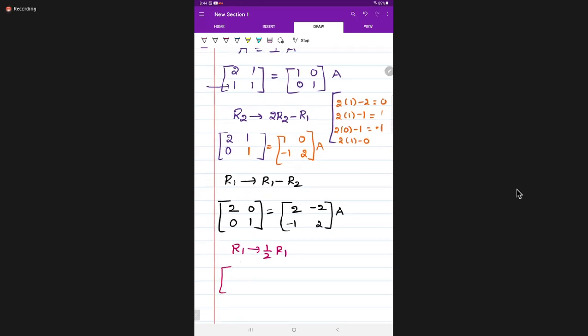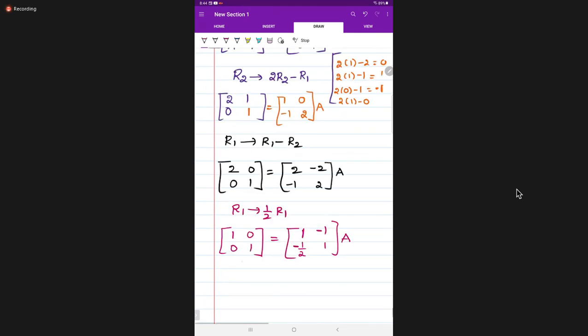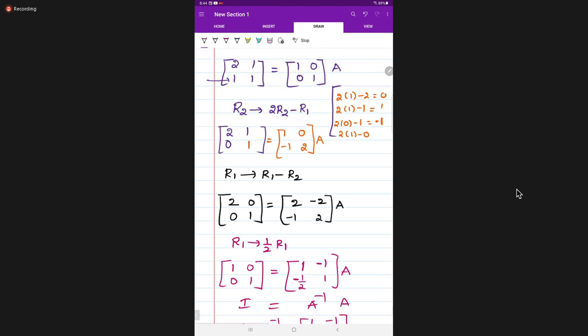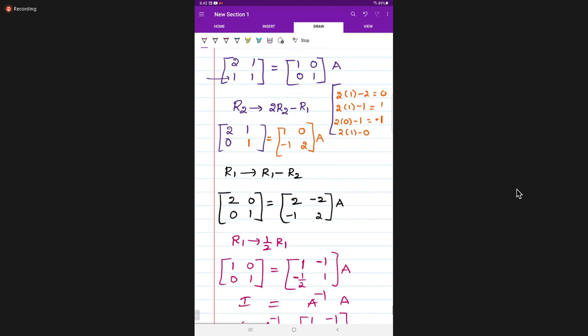2 by 2 is 1. 0 by 2 is 0. And 0, 1. So 2 by 2 is 1, minus 1 by 2, 1 into A. So this is the identity matrix I, and this is A inverse into A. Therefore A inverse is equal to 1, minus 1 by 2, 1. Is it clear, all of you? Is there any doubt? Please respond. No, ma'am.